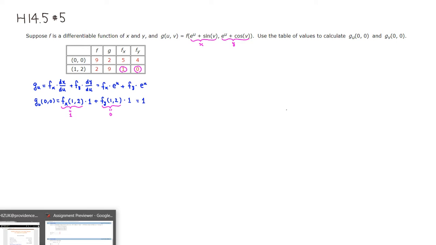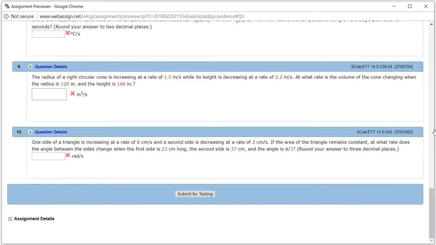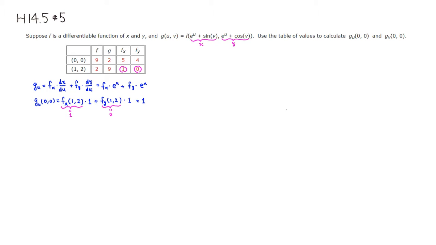Let's check the answer first here. So we got 1 here. Submit for testing. It came back and looks like we got the first one correctly. Now let's do the partial with respect to v.